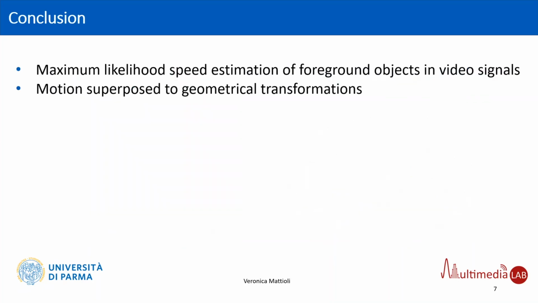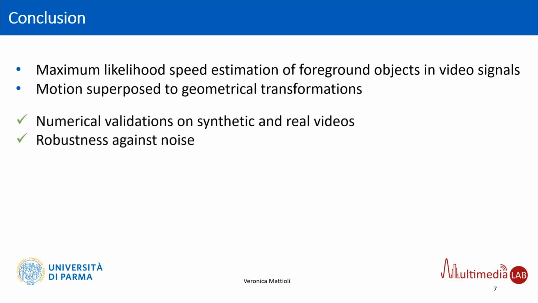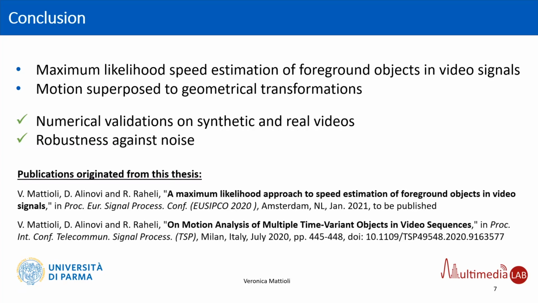In conclusion, we propose the maximum likelihood speed estimation algorithm for objects framed in video signals, and we analyze the case where geometrical transformations are superimposed to the motion. We were able to validate our theoretical derivations by numerical simulation performed on both synthetic and real videos. Furthermore, we were able to prove the robustness of the proposed method in presence of noise. For further details, you are referred to the two publications cited here that are directly originated from this thesis work.